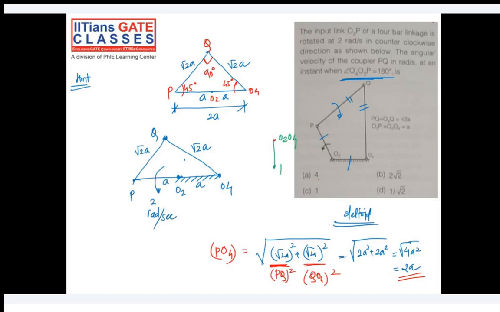P is here. Velocity of PQ will be perpendicular to that. Okay, and the velocity of QO4 will be perpendicular to that. So somewhere here we'll have point Q. Okay. So again, this will be 90 degree, and these are 45 degrees.